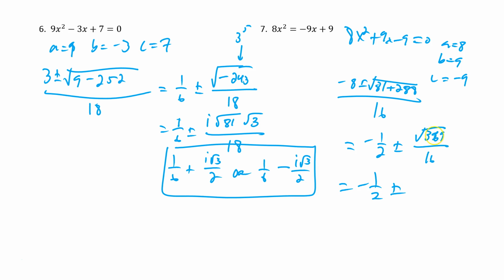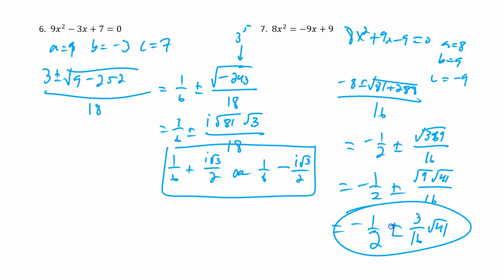369, I think 9 goes into that, because 6 plus 9 is 15, 16, 17, 18. So 9 must have to somehow go into that. So let's see here. 9 times 40 would be 360. So this is 41 to get to 369. So we have root 9 root 41 divided by 16, negative 1/2, plus or minus 3/16 root 41, or 3 root 41 over 16. Cool. Should really split it up. Negative 1/2 plus 3 root 41 over 16, negative 1/2 minus 3 root 41 over 16.